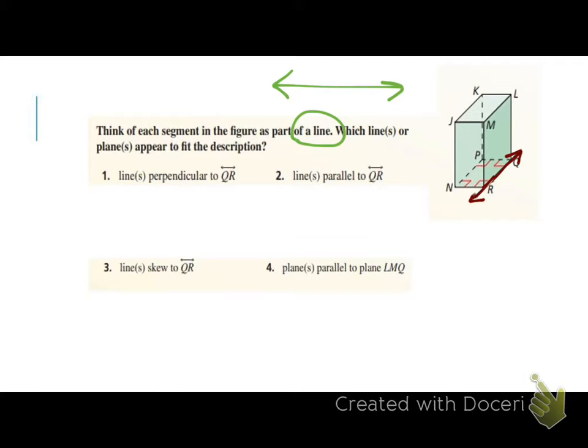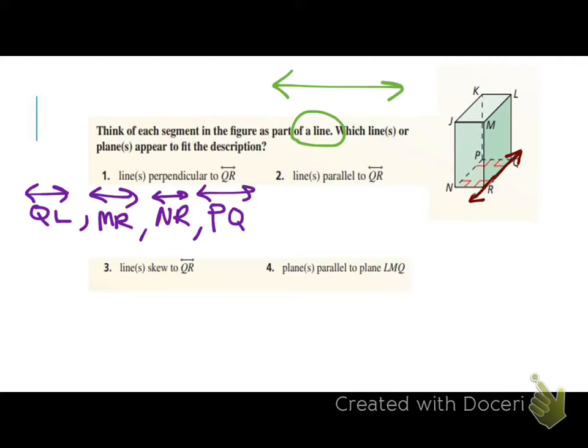So it says name lines that are perpendicular to QR. Perpendicular means they intersect and form 90. So what are some lines that intersect and form 90 with QR? RQ. We got QL. What else? MR. What else? NR. And then PQ. So one more? No, sorry, that was the one more. So those 4 lines.